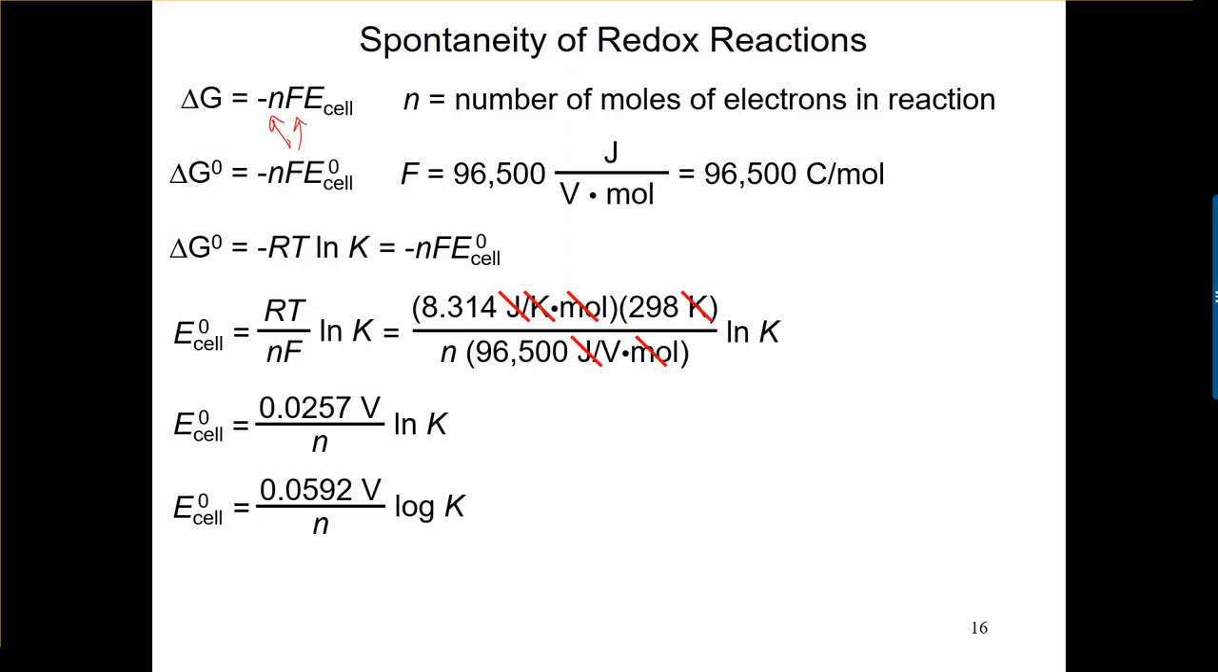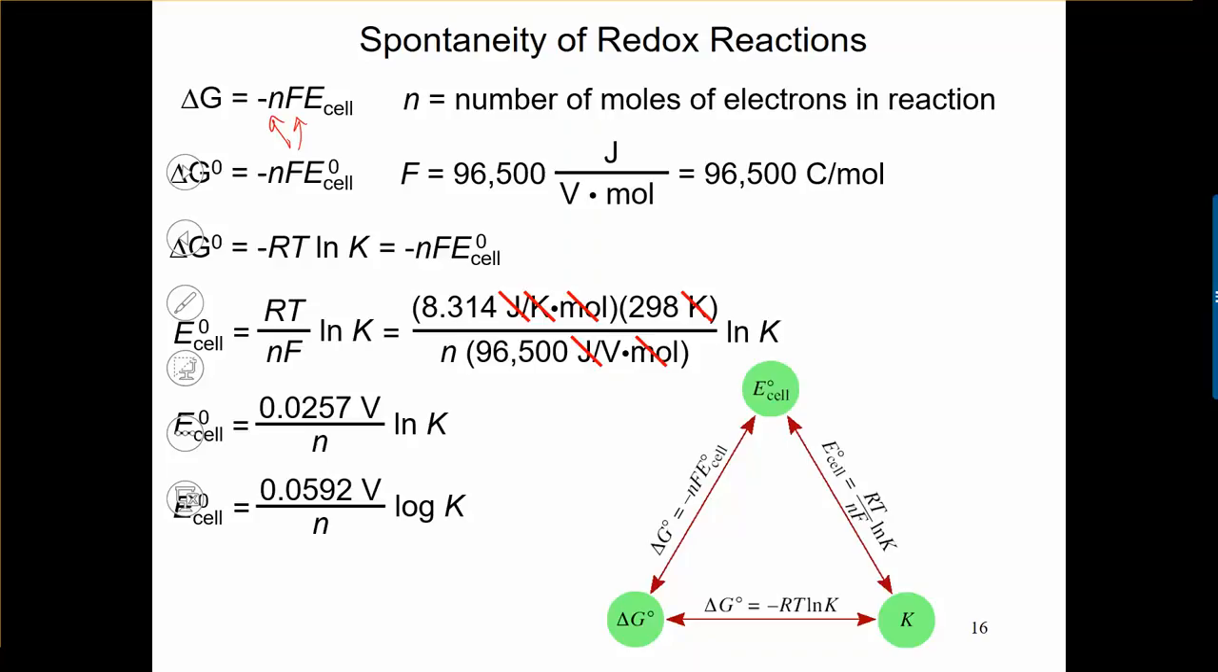Instead of using the natural log, you just use the log. Okay, they're both exactly the same. You'll get exactly the same answer either way. So if you like using the anti-log better than E, then you could use this equation. Either way, it'll give you the same answer. Okay, and this is how they all relate to each other.